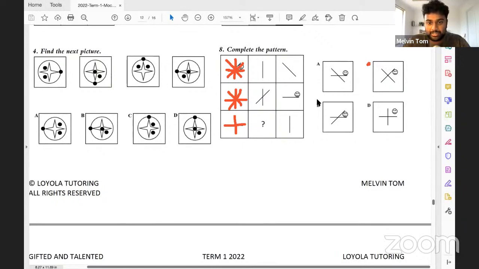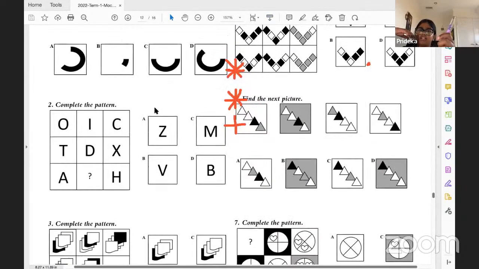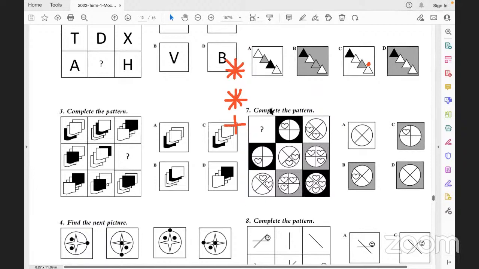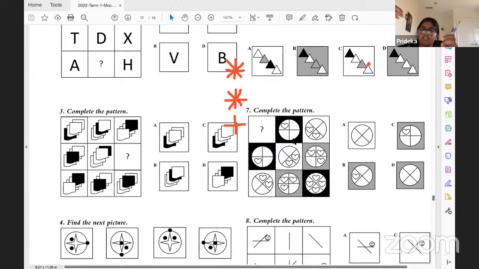Let's see. What are the questions that are common? 3, 4, 7. Melvin? Okay. Yeah. How do you message on the chat? Sorry? How do you actually message on the chat? So it should be at the bottom of your screen. There should be a message button saying chat. So if you press that, you can send a message.